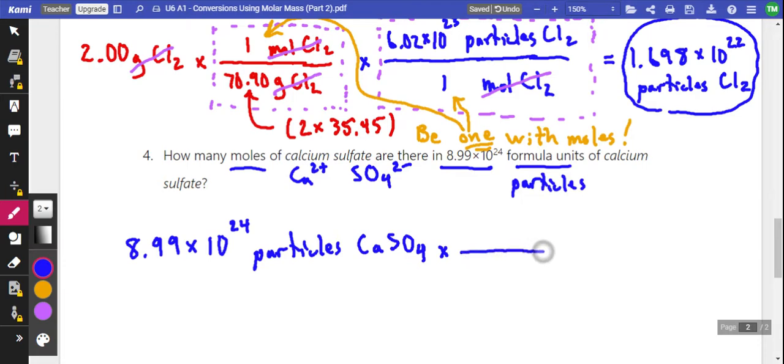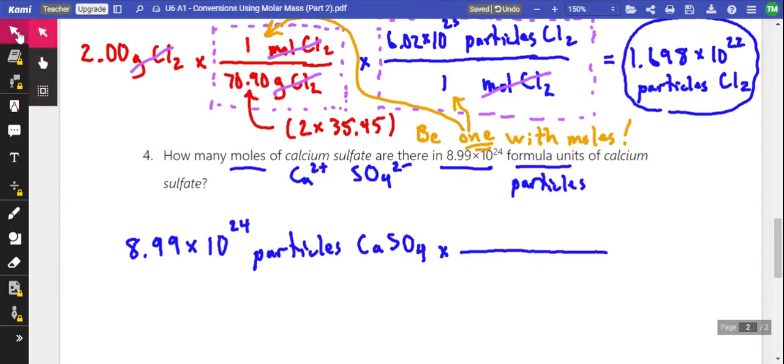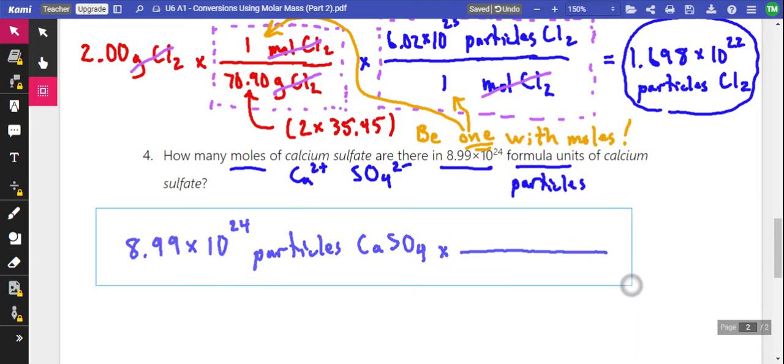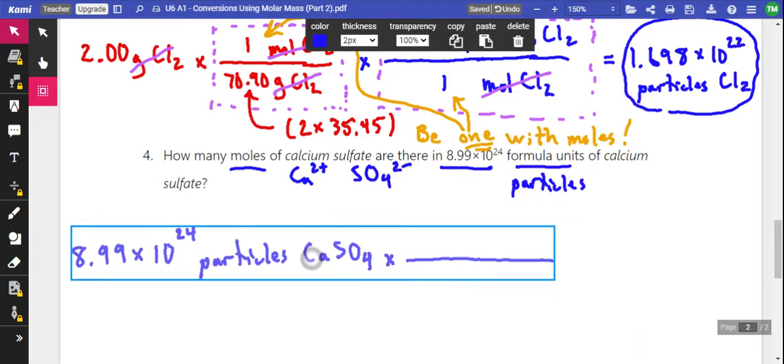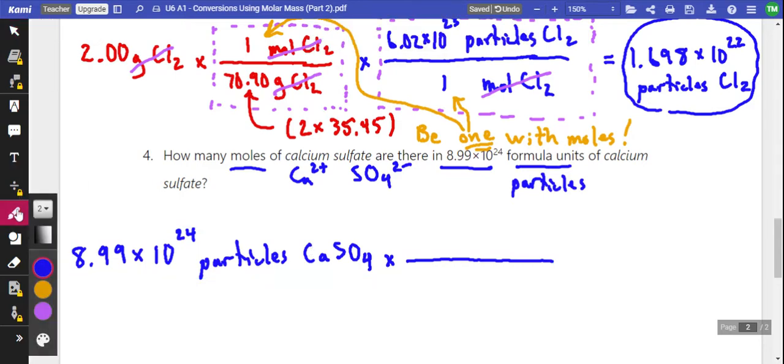Let's do our conversion. I think I'm actually going to need to move this a little bit. So I've got some more room here. That's a little better. Okay. In this case, I'm trying to get rid of particles. So I want to put the particles unit on bottom. Particles, CaSO4. I'm really going to run out of room here. On top, I'm going to have moles. I'm looking for moles, CaSO4.